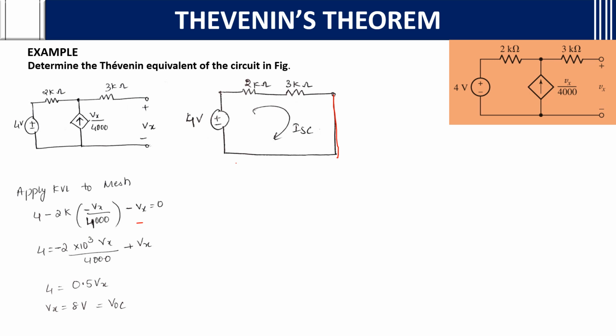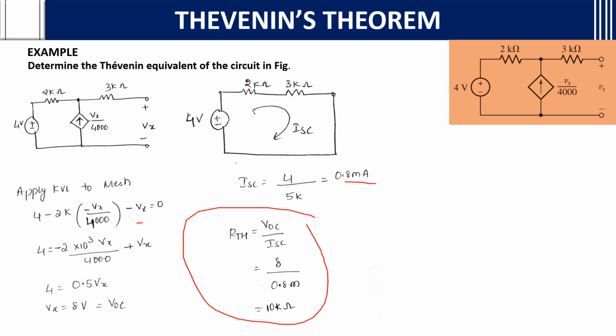For finding ISC, we apply KVL again. ISC is equal to 4 by, either by KVL or directly, because anyway 2k and 3k are in series. So V by R, if you do, you will get ISC. 4 volts by 5 kilo ohms, we will get 0.8 milliamperes. So RTH we can now easily find. VOC by ISC, you will get 10 kilo ohms.